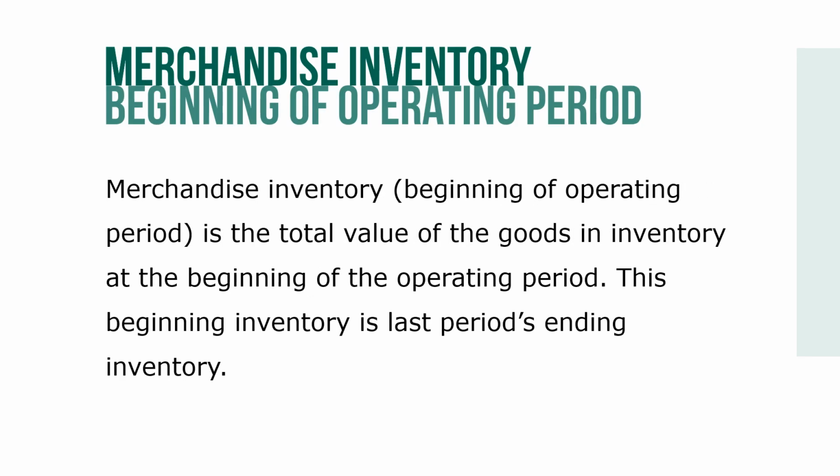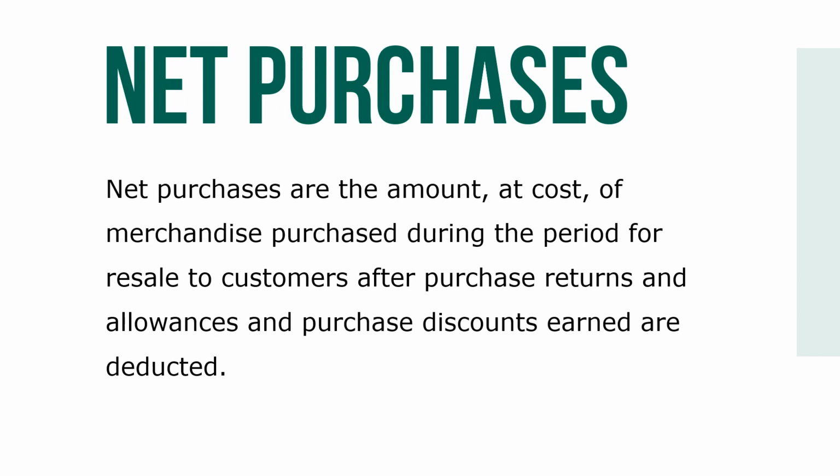Merchandise inventory, beginning of operating period, is the total value of the goods in inventory at the beginning of the operating period. This beginning inventory is the last period's ending inventory. Net purchases are the amount at cost of merchandise purchased during the period for resale to customers after purchase returns and allowances and purchase discounts are earned and deducted.